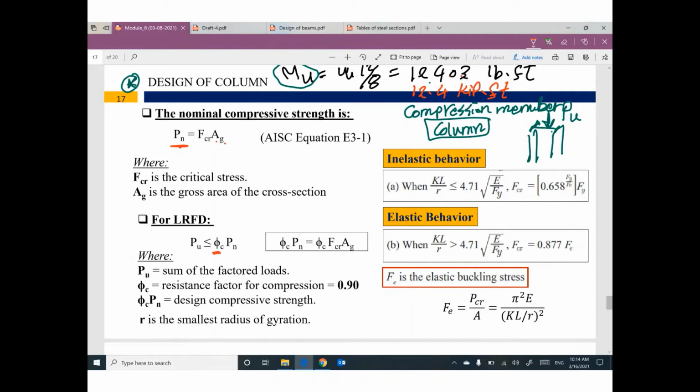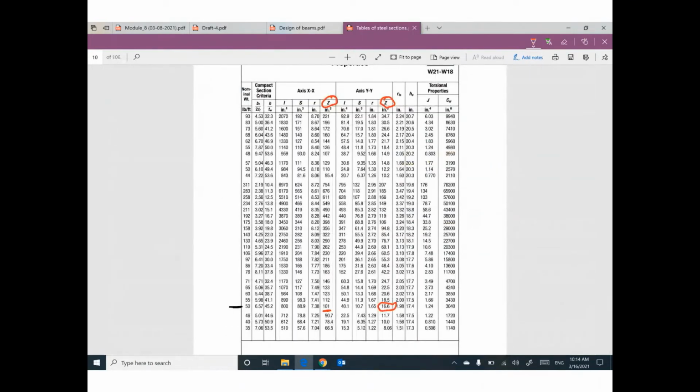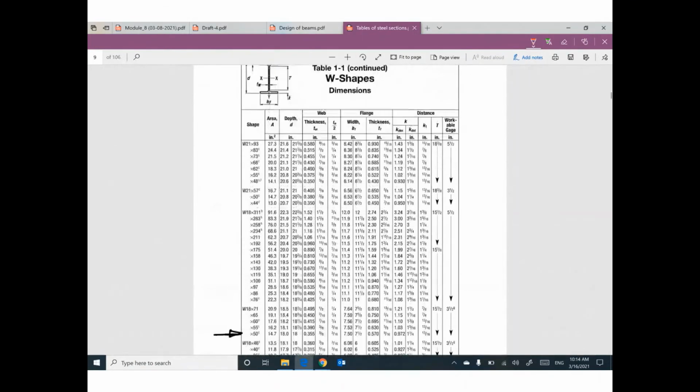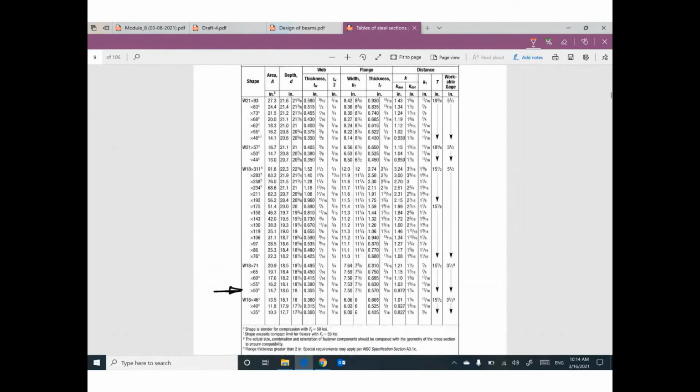This phi will be 0.9. That's it. Area gross, the gross area of this cross section. If you open your tables for any cross section, for example, we have a column W18 times 50, we have a term here called area. This area is called area gross. The area can be found from a table.